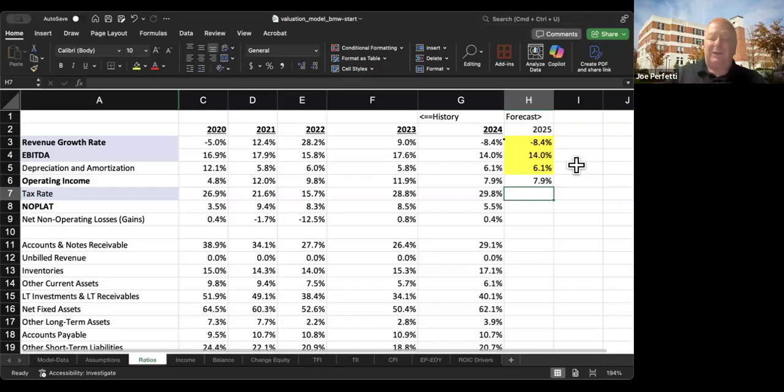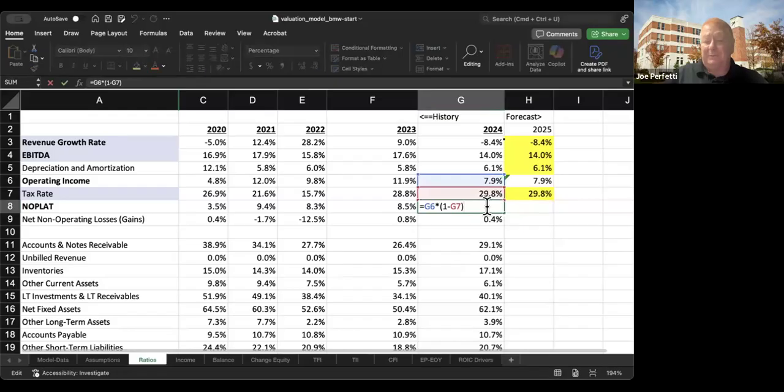Tax rate in 2025 might change. So equals H7 equals G7. And again, I'll make that yellow because that could change our forecasted tax rate. No pad or no plat, we're going to solve for it. Now, if you go over a column, you'll notice the previous year I put in the formula. Right? Formula for no plat is your operating income times 1 minus tax rate.